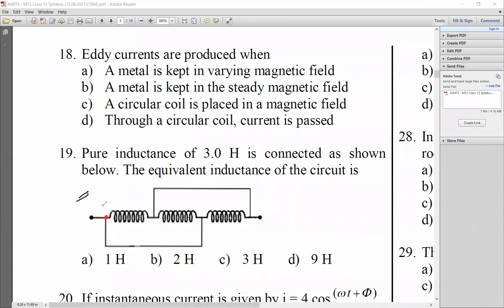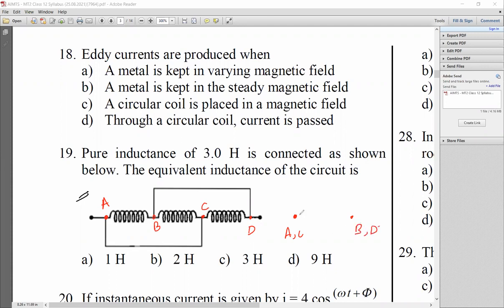See, this kind of question, what you do, just name the nodes. This is, let's say, A, this is B, C, this one is D. Now whichever two nodes are connected via wire, they are same potential. That means A and C are same potential. Similarly, B and D are same potential.